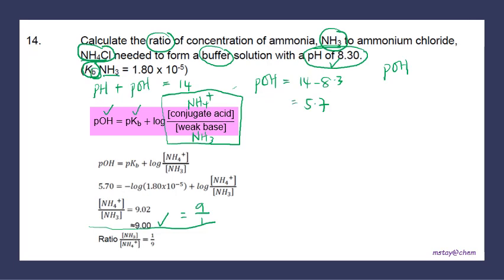Next, the question again is ammonia to NH4+, so that's why we reverse the fraction. The numbers will also be reversed, so the ratio is 1 to 9.